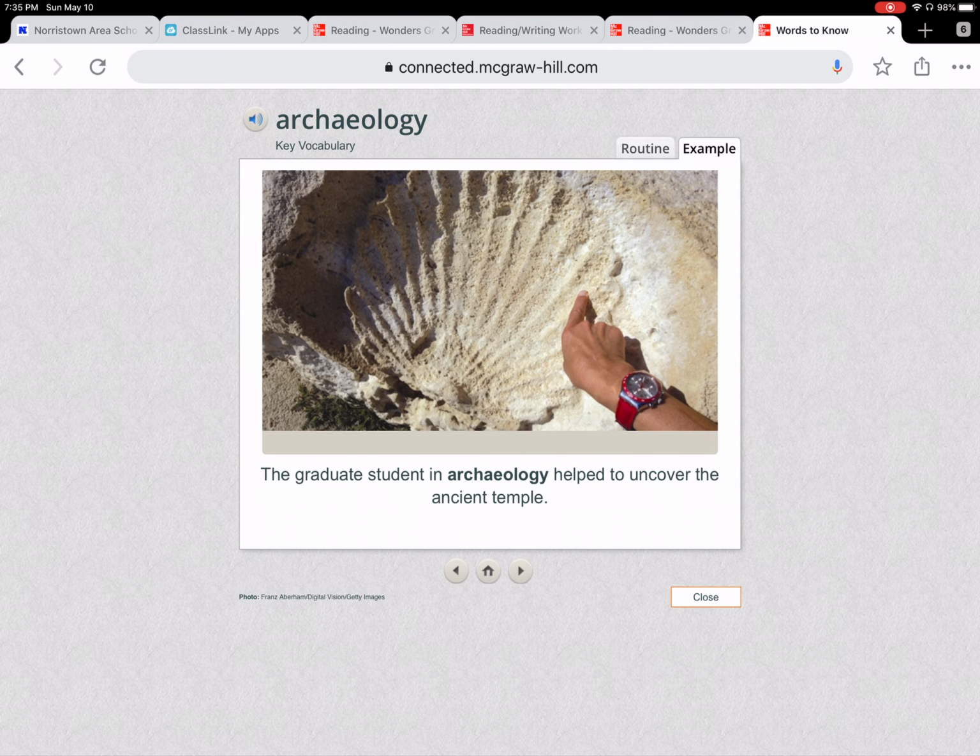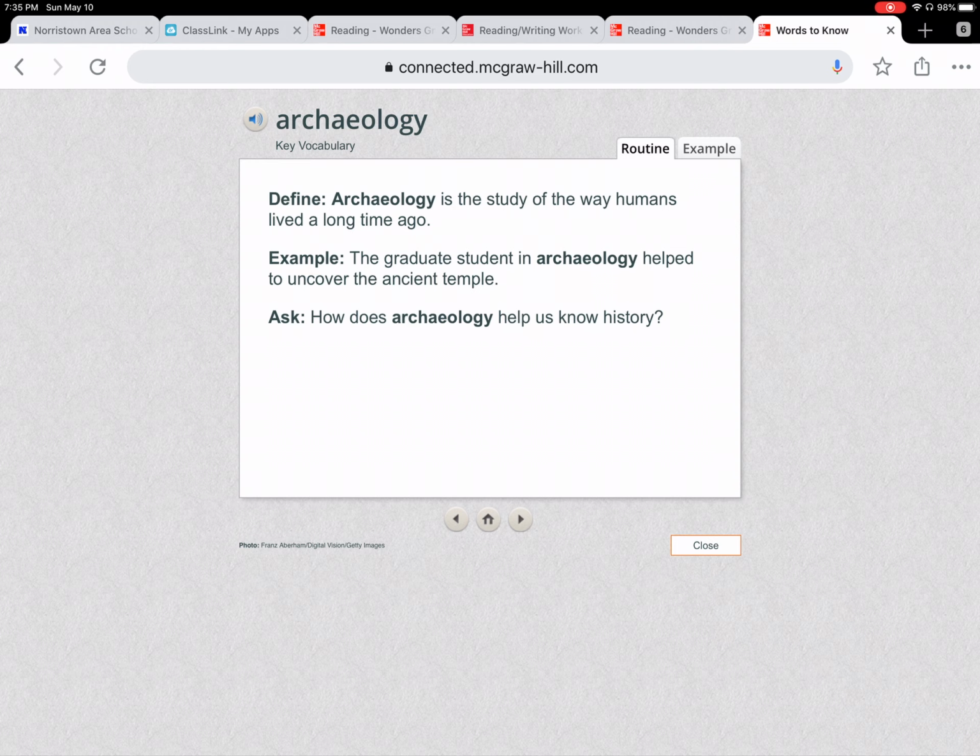All right, let's click to the back and see what it means. Archaeology is the study of the way humans lived a long time ago. So it's the study of things that have happened in our past. Okay, so write the definition down. An example would be the graduate student in archaeology helped to uncover the ancient temple. So that person is uncovering the ancient temple from a long time ago.